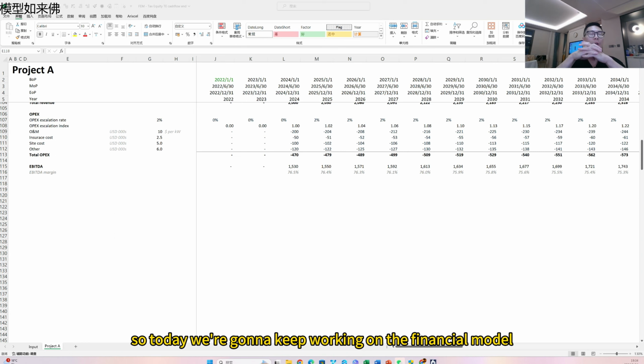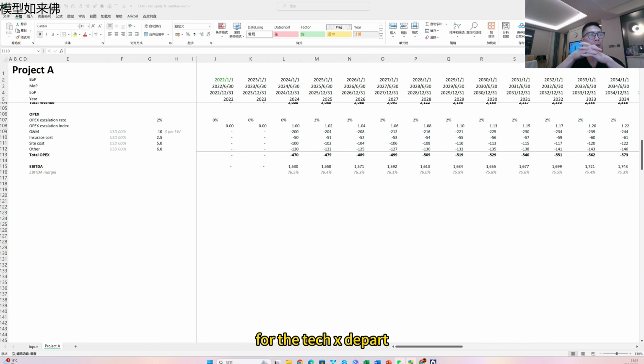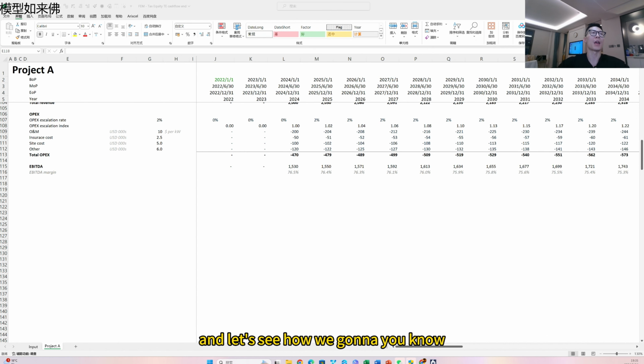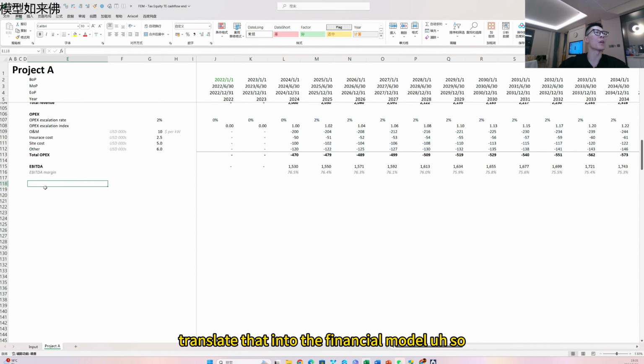So today we're going to keep working on the financial model for the tax equity part. In the previous class, we gave you some background about the tax equity, about the scheme, and how the U.S. government developed the renewable energy sector. And let's see how we're going to translate that into the financial modeling.